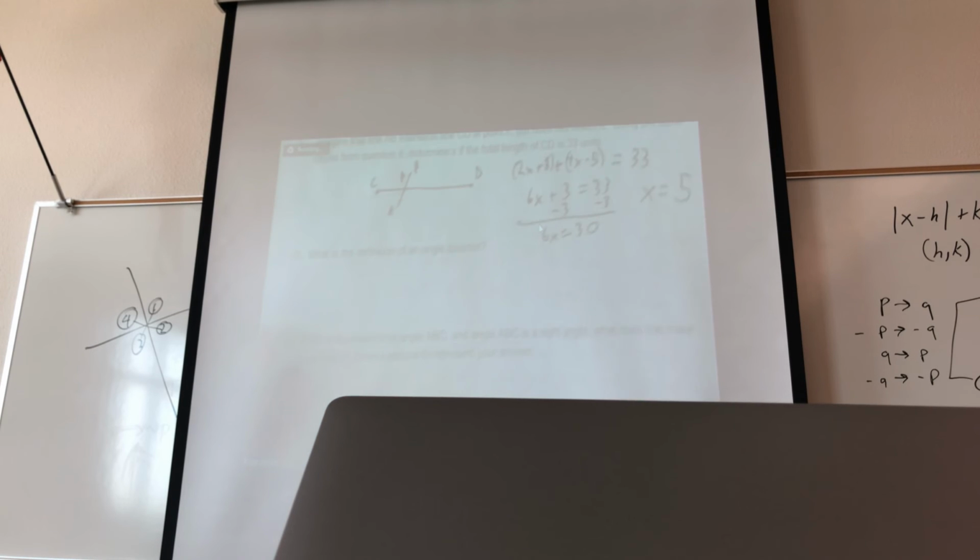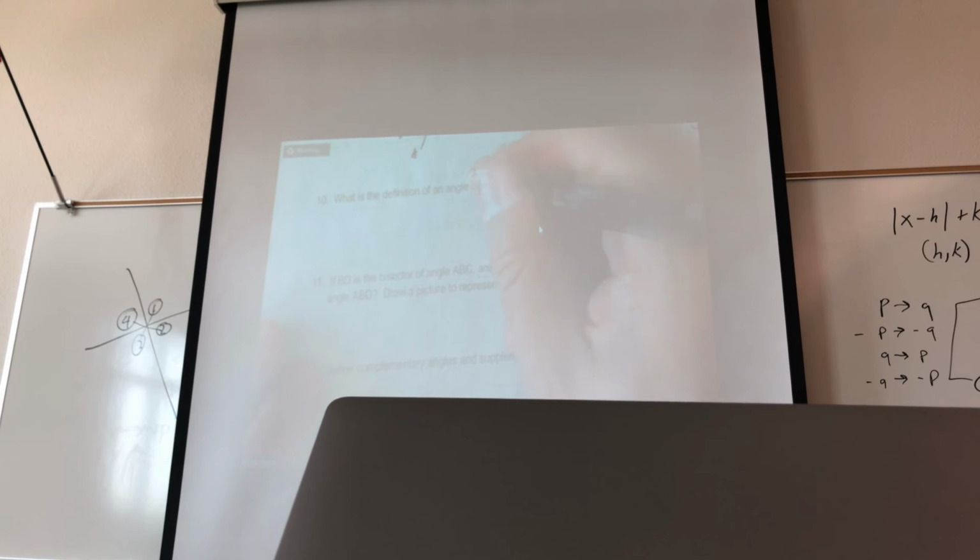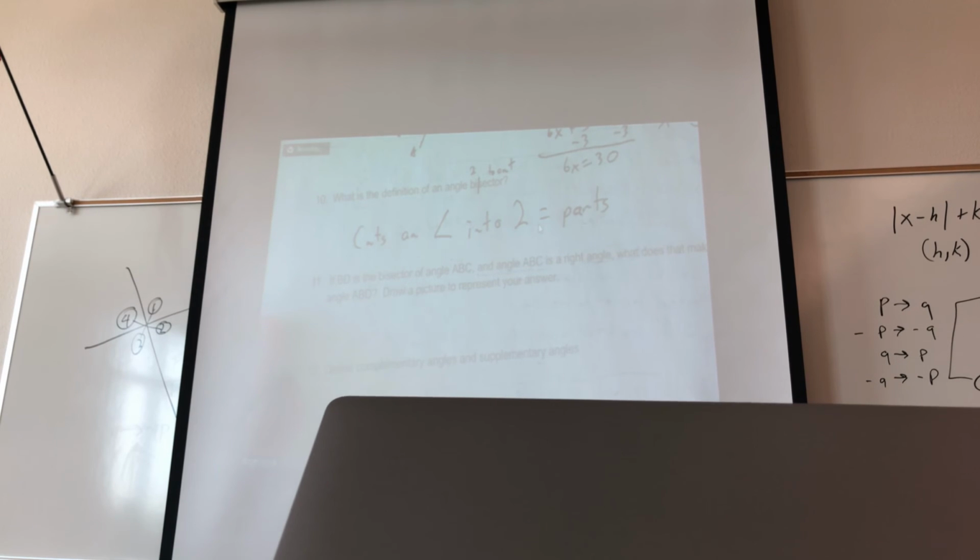Number 10, what is the definition of an angle bisector? Again, bi means two. Sect means to cut. So it cuts an angle into two equal parts. If we bisect a line, we cut a line into two equal parts. If we bisect an angle, we cut an angle into two equal parts.